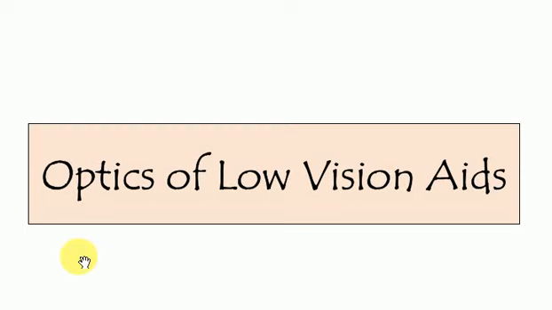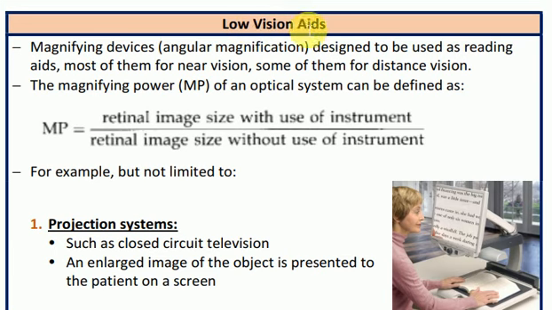Next chapter is optics of low vision aids. What are low vision aids? They are magnifying devices, also known as angular magnification. The basis is angular magnification. Low vision aids are magnifying devices which are designed to be used as reading aids. So mostly they are used for reading, and most of them for near vision. Also some of them are used for distance vision.